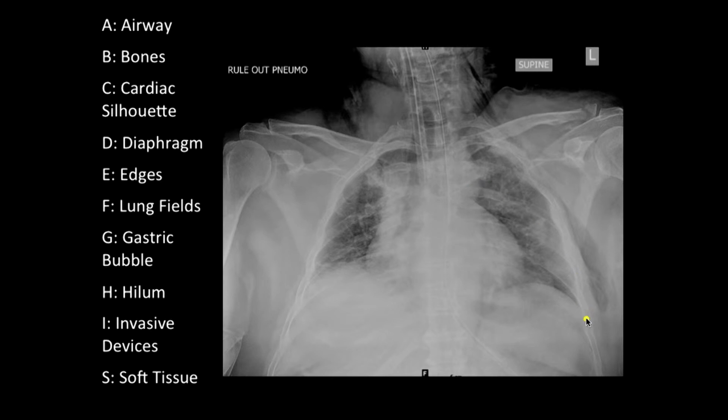When we're looking at the diaphragm, you can see the contour of the left hemidiaphragm very nicely. When we look at the right hemidiaphragm, it appears somewhat elevated and a little bit irregular. So the patient may have a degree of atelectasis or collapse, which is responsible for that.